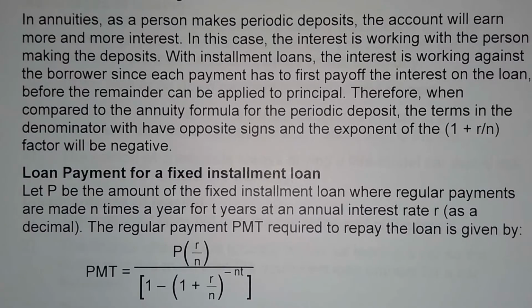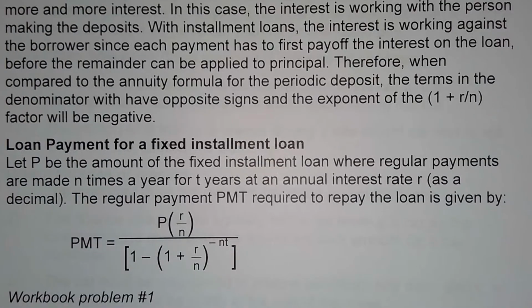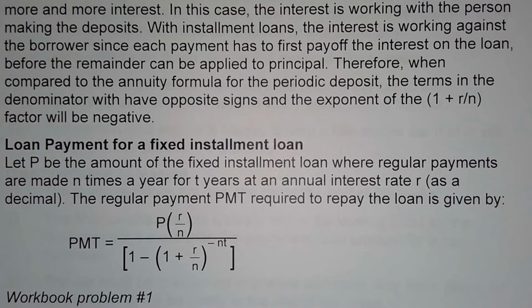So let P be the amount of the fixed installment loan where regular payments are made N times a year for T years and an annual interest rate R given as a decimal. The regular payment PMT required to repay the loan is given by PMT equals P times R over N, all divided by 1 minus the quantity 1 plus R over N raised to negative NT.